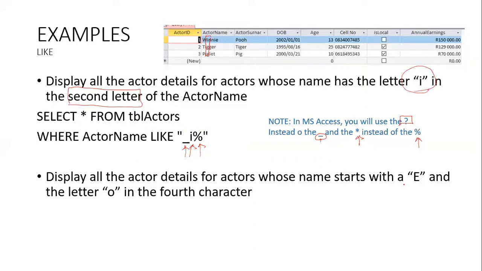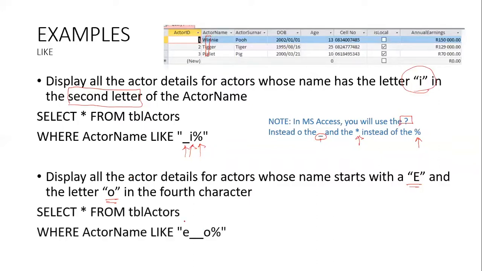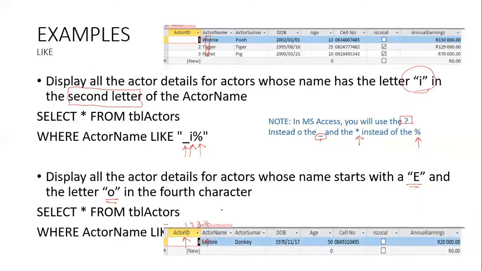Now we're looking for a name that starts with the letter E and has the letter O in the 4th character, very specific. So there we are. This is 1, 2, 3, 4. So I've got 2 underscores. It's starting firstly with an E, 2 underscores, and then you can see the O is in the 4th character, and anything else can follow. And you can guess what that answer is, Eeyore, that has that particular combination for the actor name.